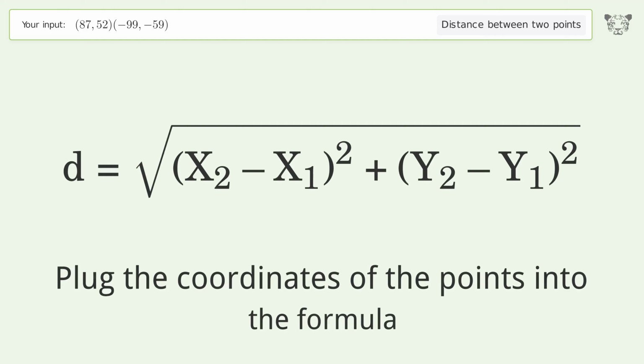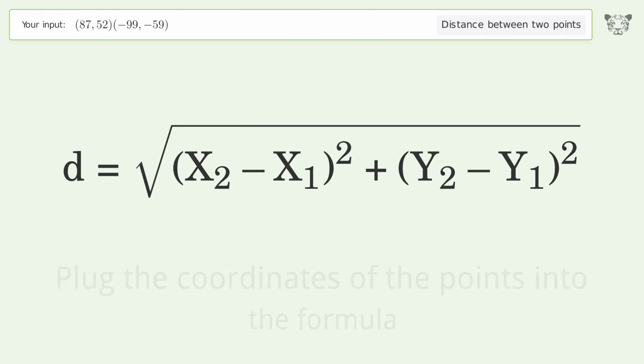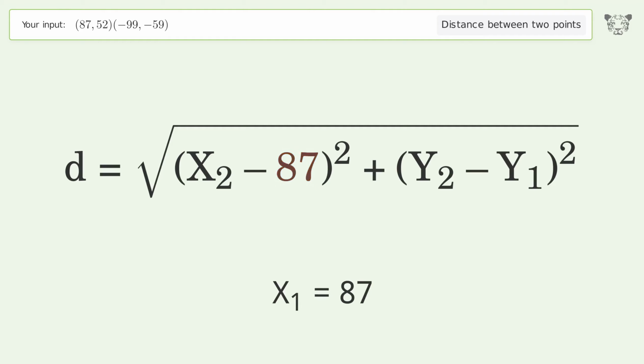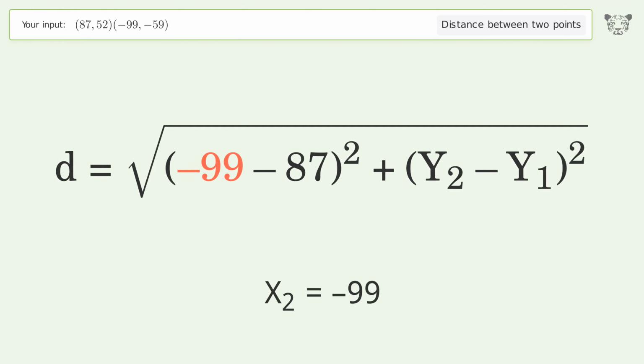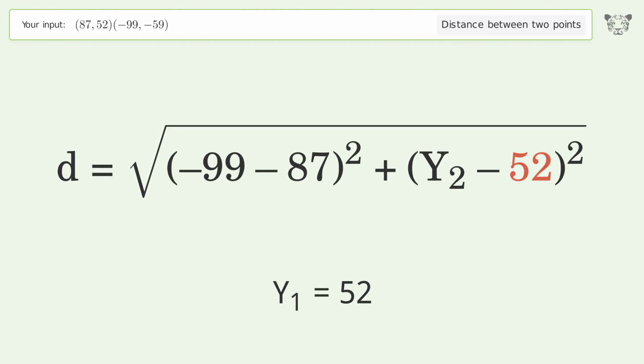Plug the coordinates of the points into the formula. x1 equals 87. x2 equals negative 99. y1 equals 52. y2 equals negative 59.